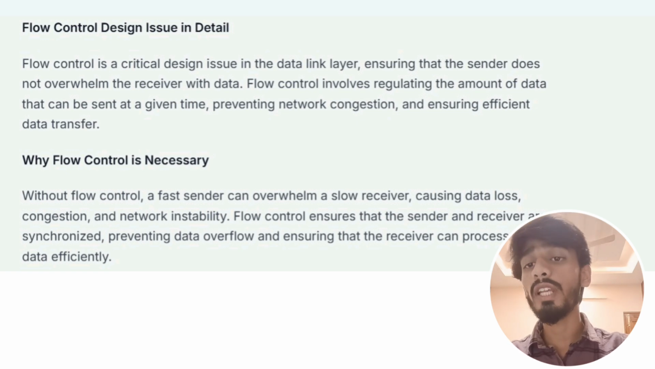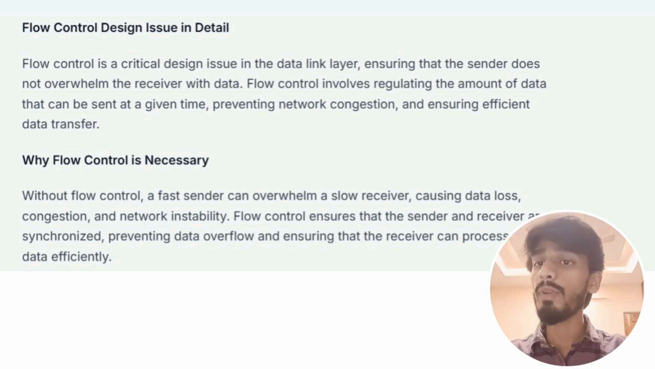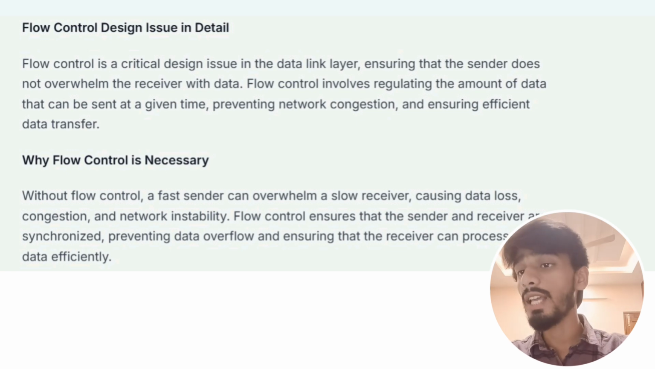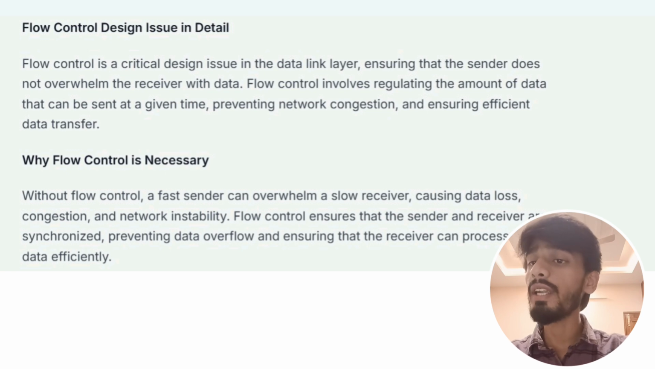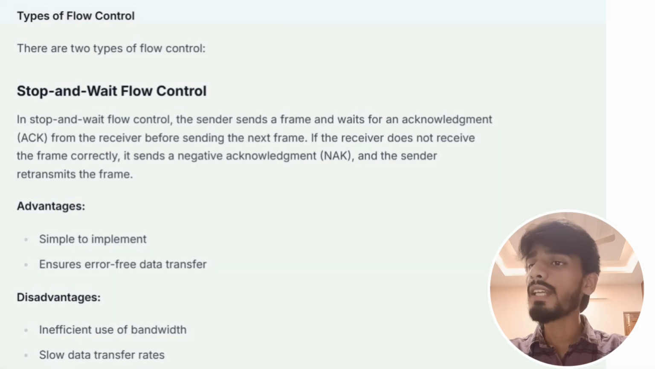Flow control involves regulating the amount of data that can be sent at a given time, preventing network congestion and ensuring efficient data transfer. Why is flow control necessary? Without flow control, a fast sender can overwhelm a slow receiver, causing data loss, congestion, and network instability. Flow control ensures that the sender and receiver are synchronized, preventing data overflow and ensuring that the receiver can process the data efficiently.